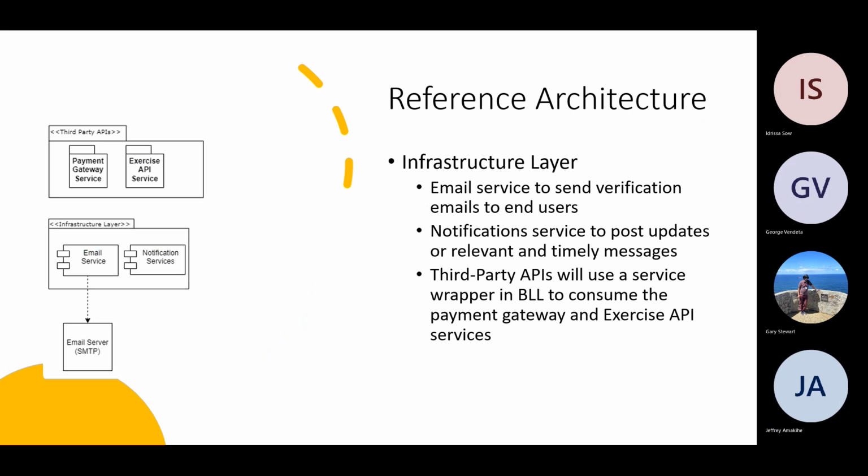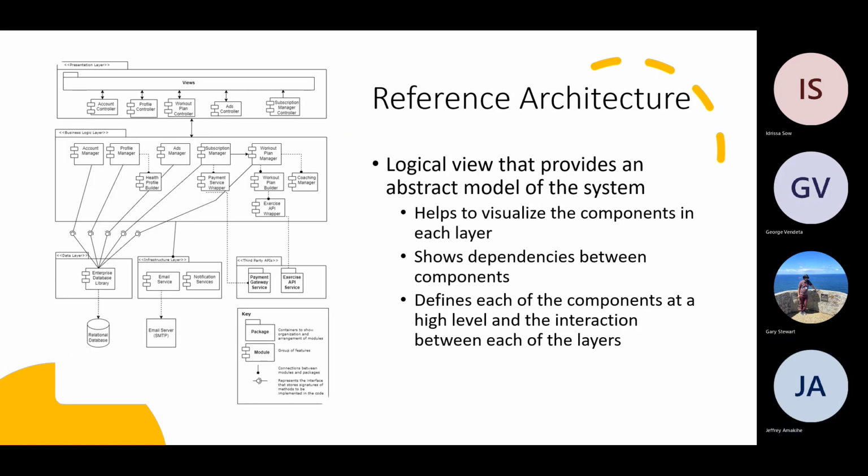Next, we have the infrastructure layer, which consists of the email service to send verification emails to end users, and a notification service to post updates or relevant and timely messages. Third-party APIs will use a service wrapper in the BLL to consume the payment gateway and exercise API services. In the next slide, Gary will be presenting.